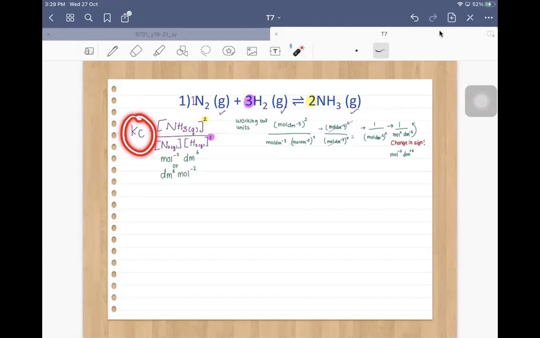You've also learned how to work out the units. If there's no units, you must write it as no unit. And please bear in mind, whenever you raise your concentration to the power of 2 or 3, that means the unit of concentration, mole per dm cube, is also raised to the power of the same number.